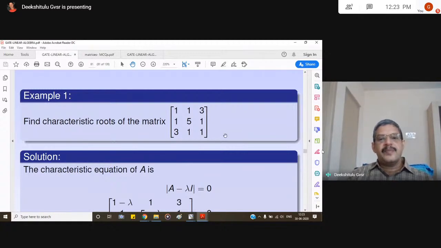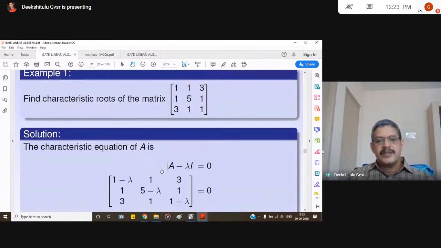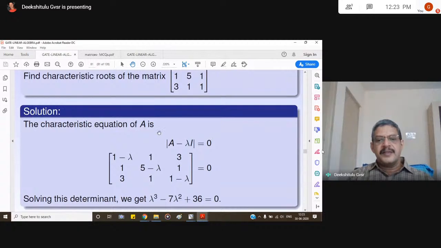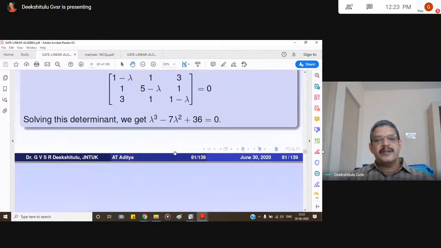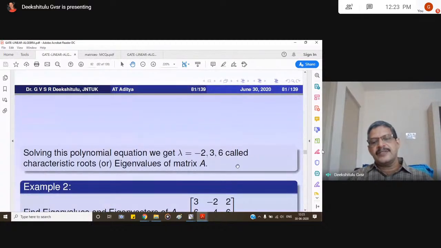Find the characteristic roots of the matrix 1 1 1, 1 5 1, 3 1 1. So first construct the matrix A minus lambda I. Take the determinant equal to 0. If we expand this determinant of A minus lambda I, solving it we get lambda cube minus 7 lambda square plus 36 is equal to 0. So the roots of this you have to find. So minus 2, 3, 6.